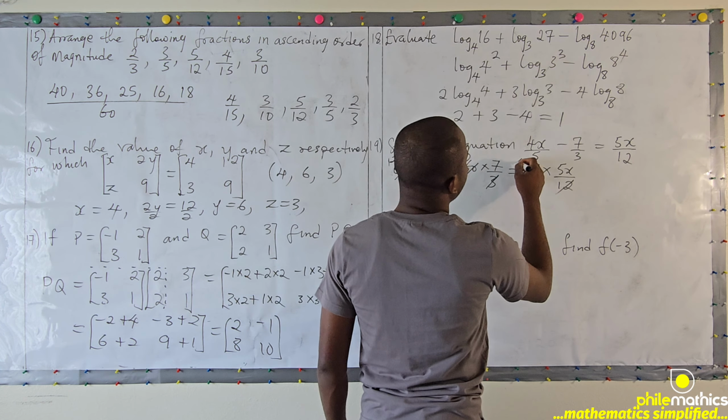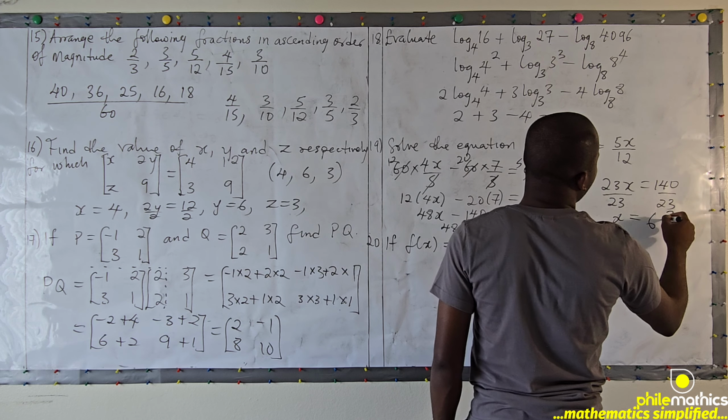23 can go into 140 six times, remaining 2.